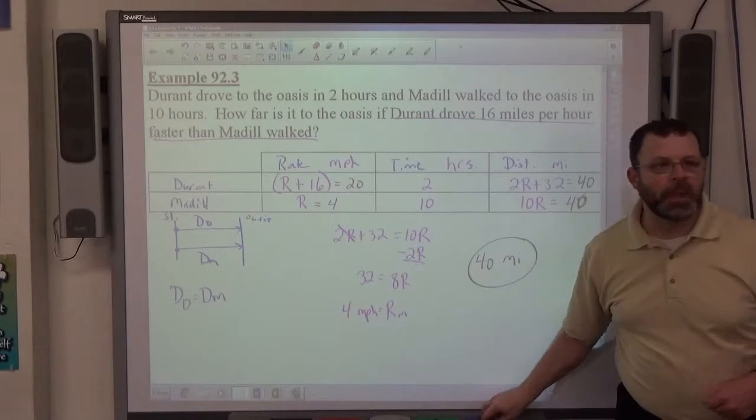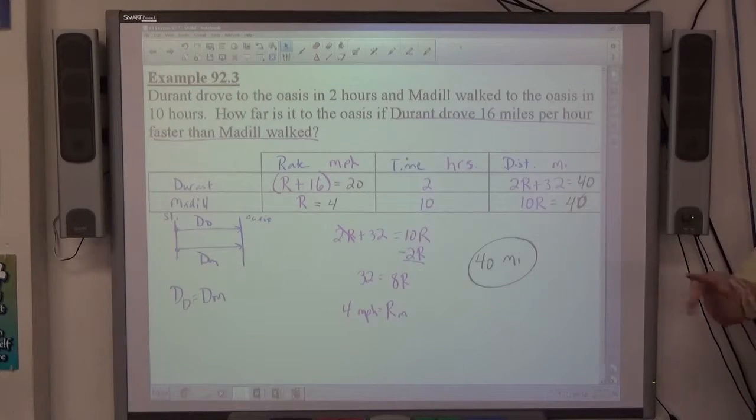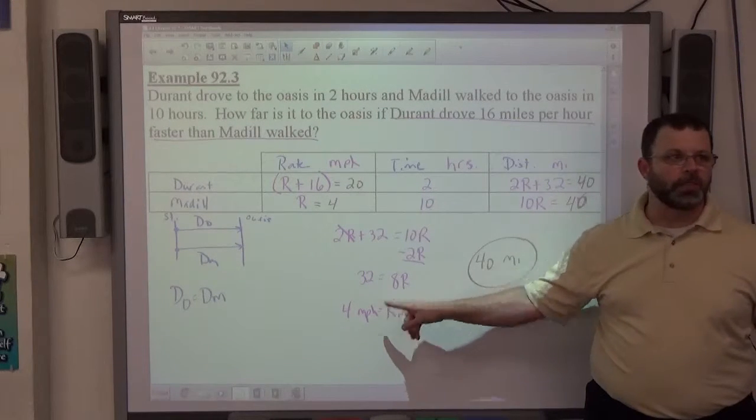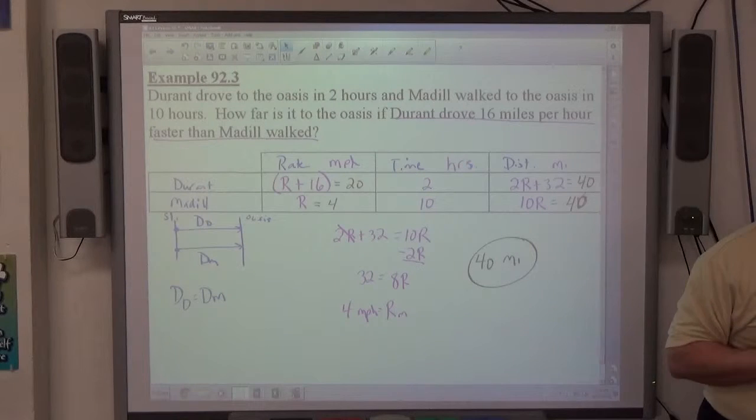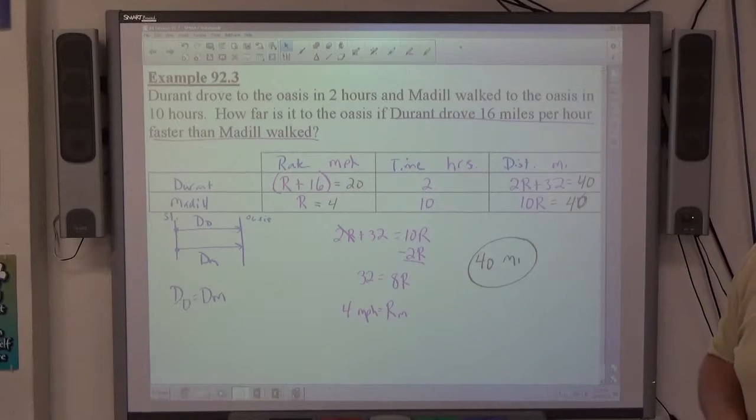The most common mistake people make who understand how to do these problems, they circle this answer instead of answering the question they're asking. So make sure you do that final step. Look and see what you're looking for, and make sure you answer the question you're being asked to answer.